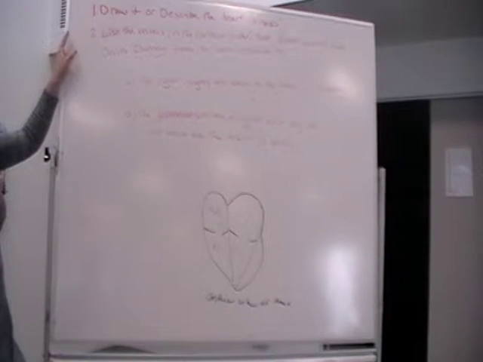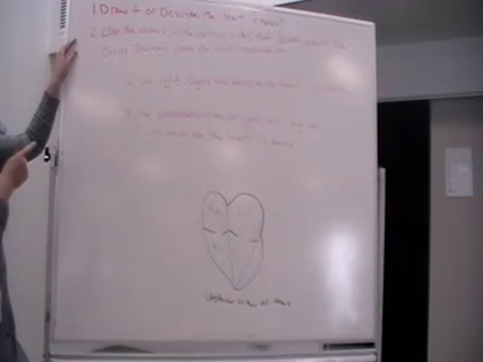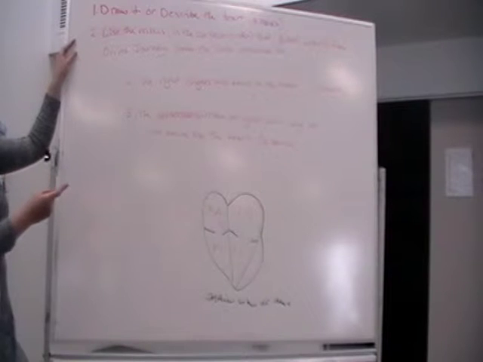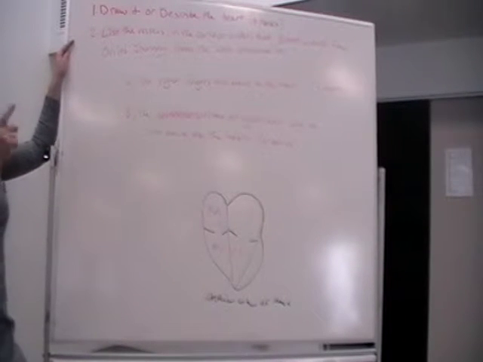Then list the vessels in the correct order that blood would flow on its journey from the left ventricle, A, to the right fingers and back to the heart. That would be worth 4 marks. You get half a mark for each correct answer here that was following a correct structure, because it has to be in the correct order.